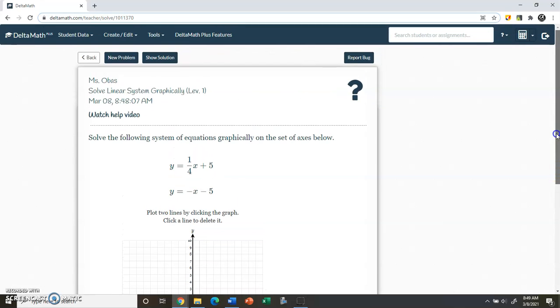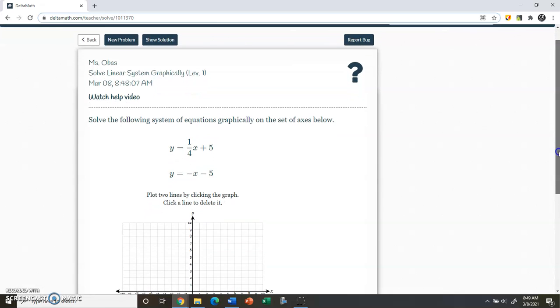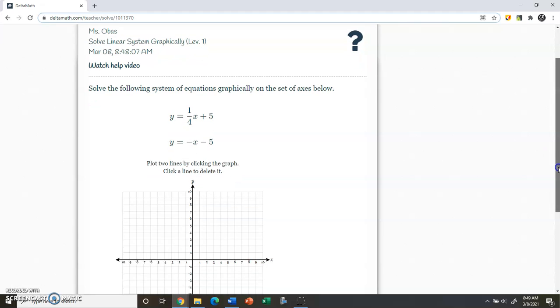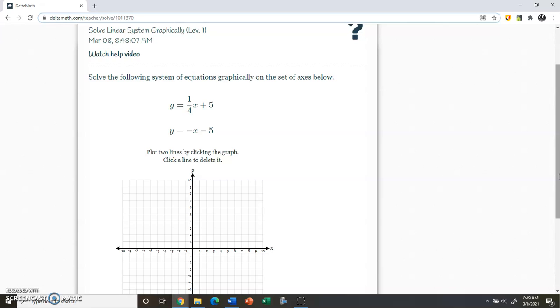Hi, I just wanted to show you a visual example of what you're going to do for the Delta Math assignment. You have solved linear systems for level 1 and level 2. This one is level 1, where they already have it in the y equals mx plus b format. So all you need to do is find the m and b to start plotting points on the graph.